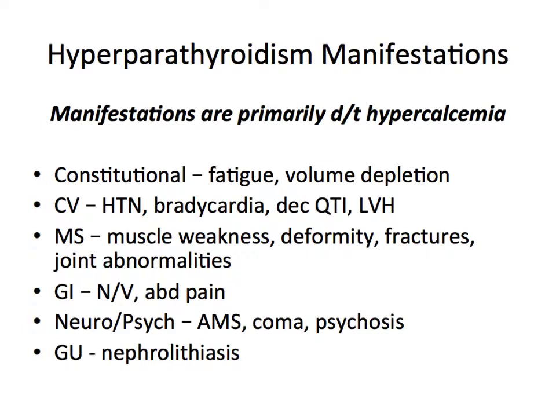Cardiovascular manifestations include hypertension, bradycardia, a decrease in the QT interval, and left ventricular hypertrophy. Musculoskeletal manifestations include muscle weakness, deformity, fractures, and joint abnormalities. Gastrointestinal manifestations include nausea and vomiting and abdominal pain. Neurological and psychiatric manifestations include altered mental status, coma, and psychosis. And genitourinary manifestations include nephrolithiasis.